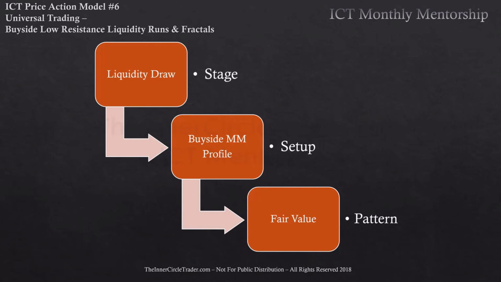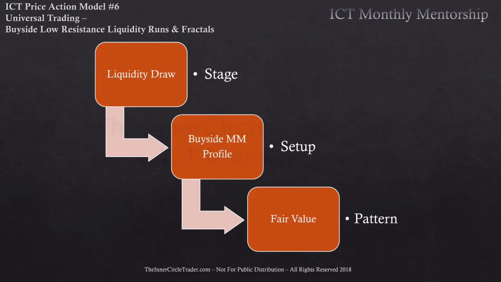Okay, so that's how we break it down within Fractal format, and we frame out buy-side low resistance liquidity runs. The setup is going to be a buy-side liquidity draw, or in other words, buy stops, within a market maker profile. Now, it's generically classified here as just a market maker profile because we can find buy setups universally in both a market maker buy or a market maker sell model. It's either or, doesn't make a difference, and I'm going to kind of cover that today.